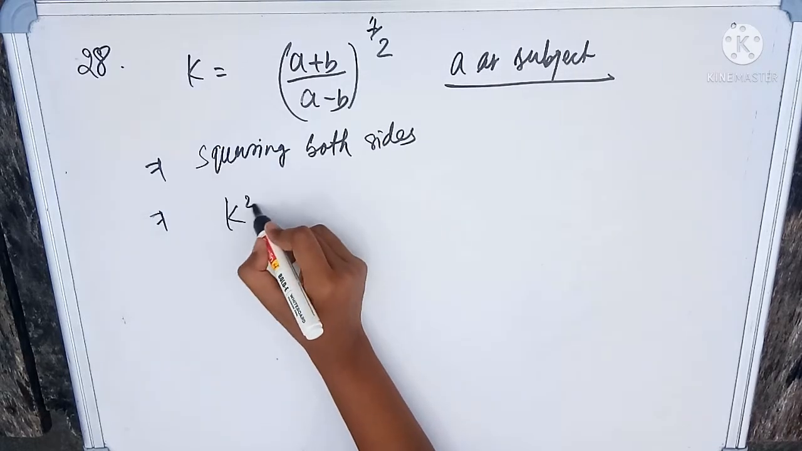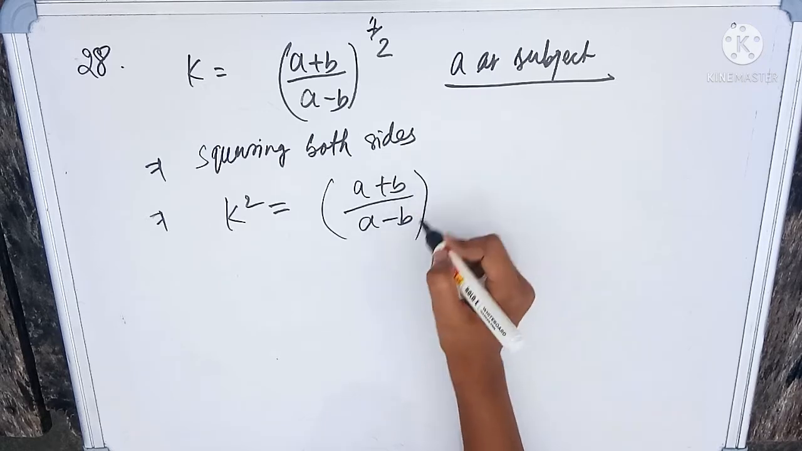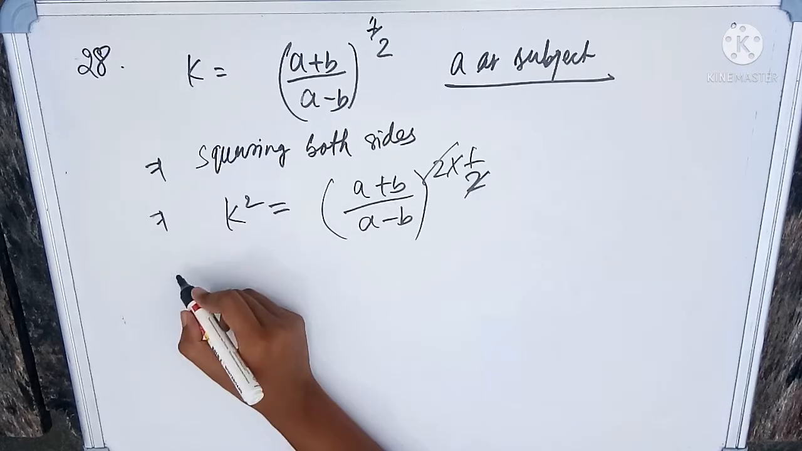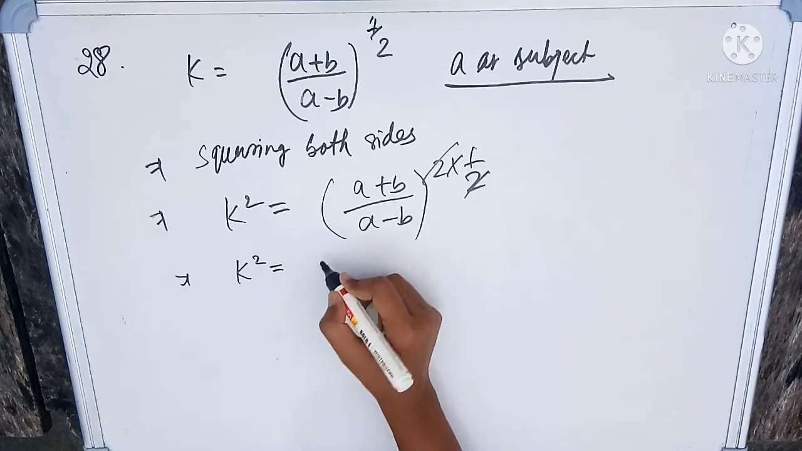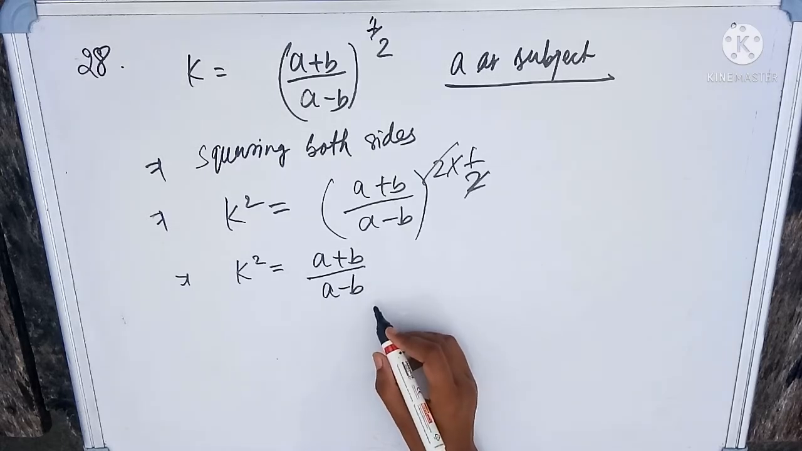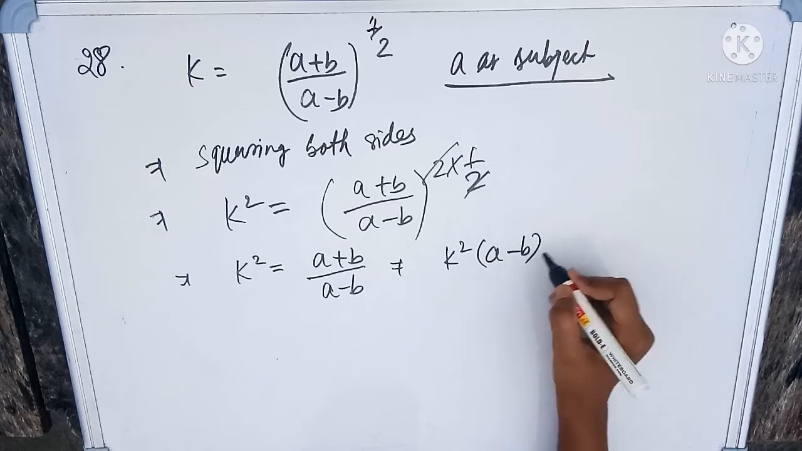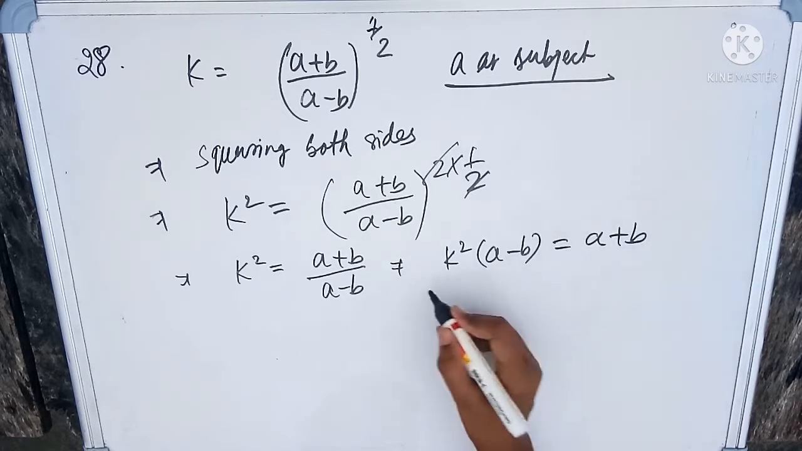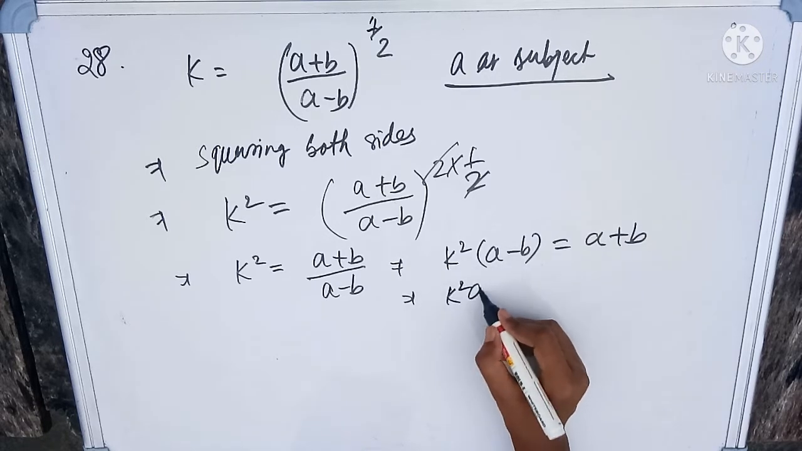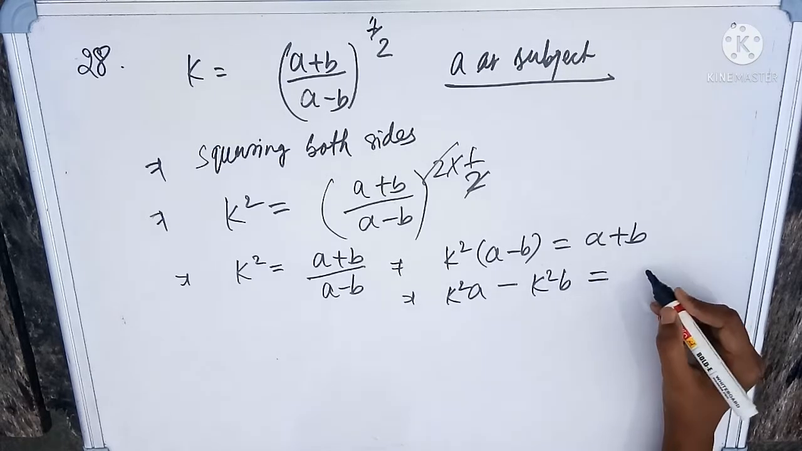So here we have k square is equal to (a plus b) divided by (a minus b). We square both sides, and now from here we can cancel this. So we have k square is equal to (a plus b) divided by (a minus b). Now this we can write as k square multiplied by (a minus b) equal to a plus b. Now next we have to multiply this. So it will be k square multiplied by a minus k square multiplied by b is equal to a plus b.